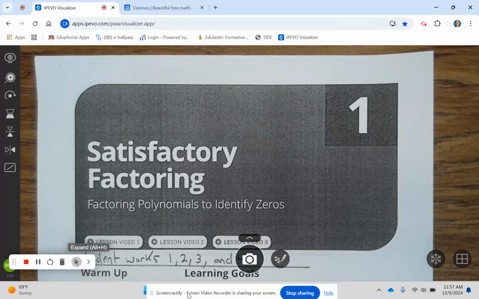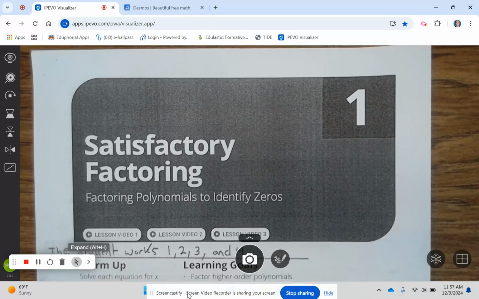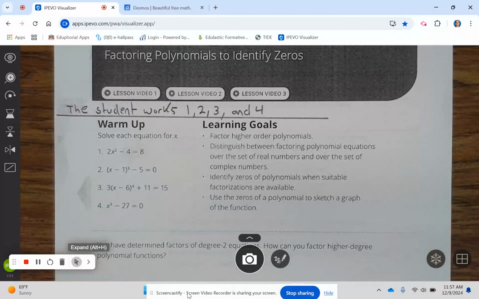Today we're looking at 1.1 Satisfactory factoring. Factoring polynomials to identify zeros. The student works 1, 2, 3, and 4. All right, let's take a look at the next page.